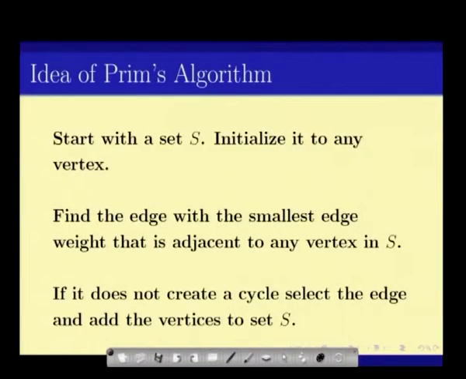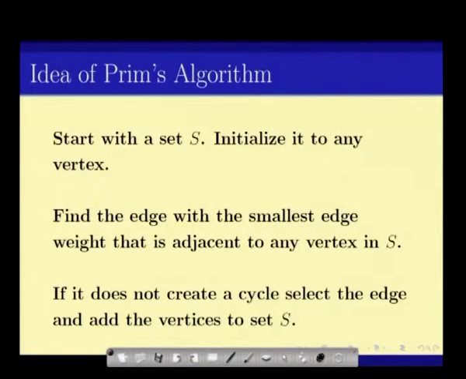But here the idea is that we always try to ensure that the graph that we have selected till now is connected. So, we start from any vertex, and then we pick the smallest edge that is adjacent to any vertex in S. We initialize S with any vertex, and every time we look at the minimum weight edge that is going out of S, we pick that edge and include it in our tree. If I have an edge that creates a cycle, then that is not good, so in that case we cannot do it.